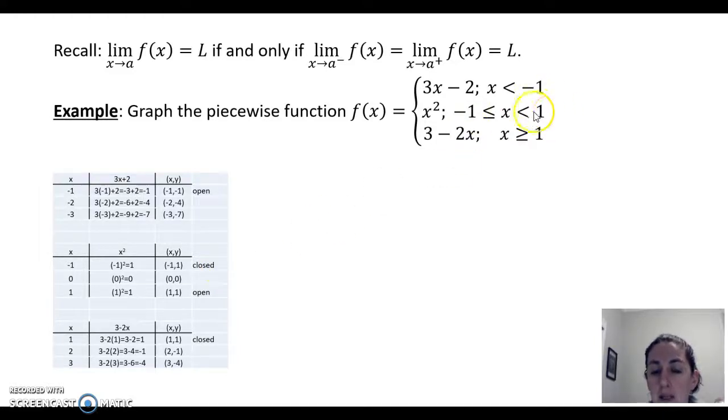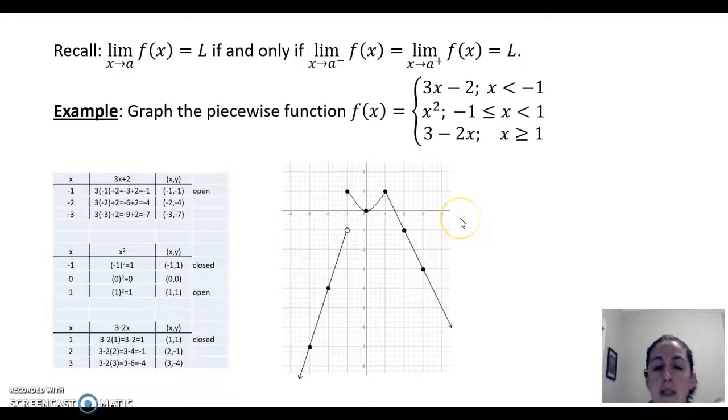And then we'll plug in this value of the split 1, and then we determine since that's less than, that's going to get an open. And we can plug in any other value we want as long as it's between negative 1 and 1, like 0. For this bottom piece, we'll start at 1. Since it has the or equal to, that'll be closed, and then you can pick any other value you want as long as it's bigger than 1, like 2 and 3. Once you get these ordered pairs, we can graph it, and this is the graph of that piecewise function.